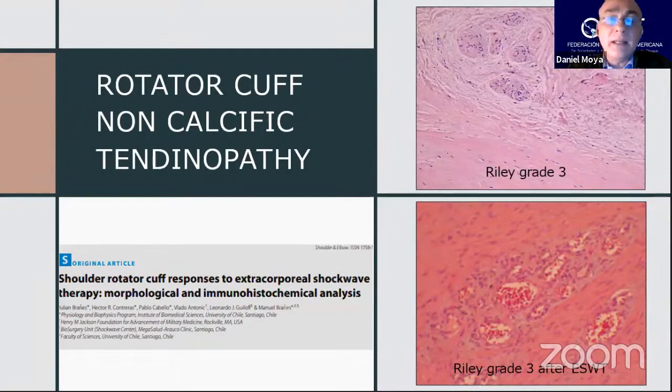Here we can see a Riley grade 3, there is a moderate degeneration, and there was a very clear response after the use of shockwaves. And this gives us a hope and expectancy in the future to perhaps increase the vascularity of the rotator cuff tendons before surgery.